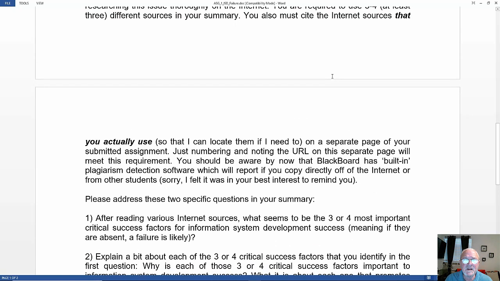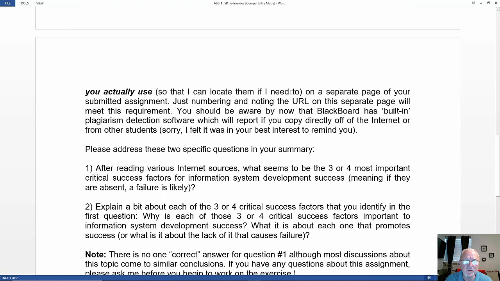Please only cite the internet sources that you actually use. Put them, just the URL is fine, on a separate page of the submitted assignment. So if your assignment is 2.5 pages long, then on the 4th page, you'll have a header that perhaps says references, and you'll just number them. 1, this URL, 2, another URL, 3, third URL that you used, 4, and so forth, just so I can find them if I have to. You don't have to abide by APA or any other formatting protocol.